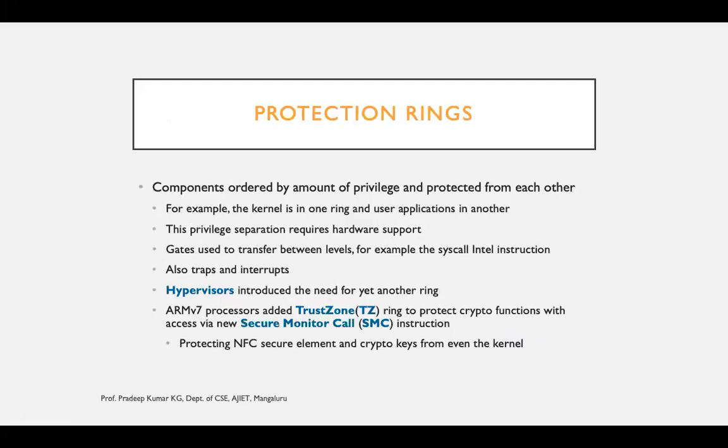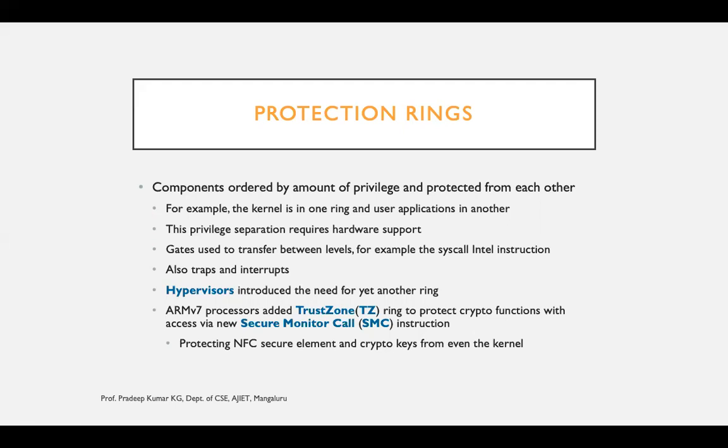To cover those things, we have something called protection rings. Protection rings are nothing but a set of components which are ordered by amount of privilege and protected from each other. It is a block in the form of a ring. Each ring will have a set of users. Only whoever comes into that particular ring or set has the protected data that can be read, written or executed.